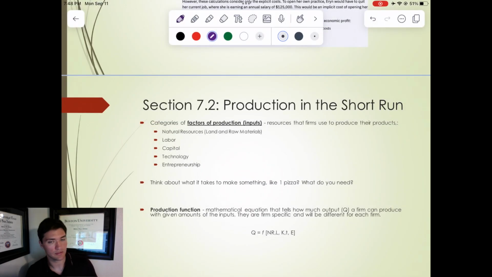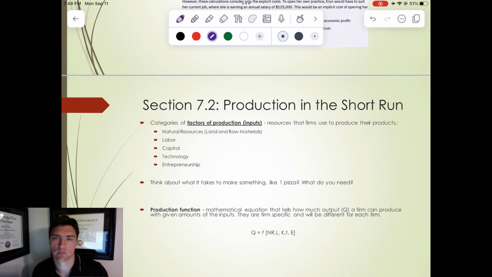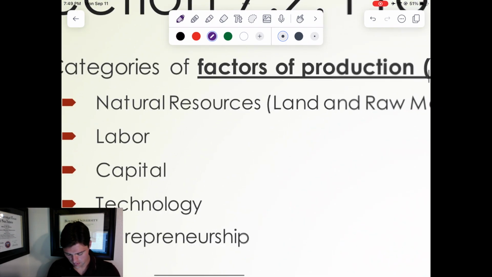So now let's go over section 7.2. We're going to be covering production in the short run, and we'll go over what the short run is in a second. We already know the factors of production, right? We have land, labor, capital, technology, entrepreneurship. Remember, capital is going to be things like machines.